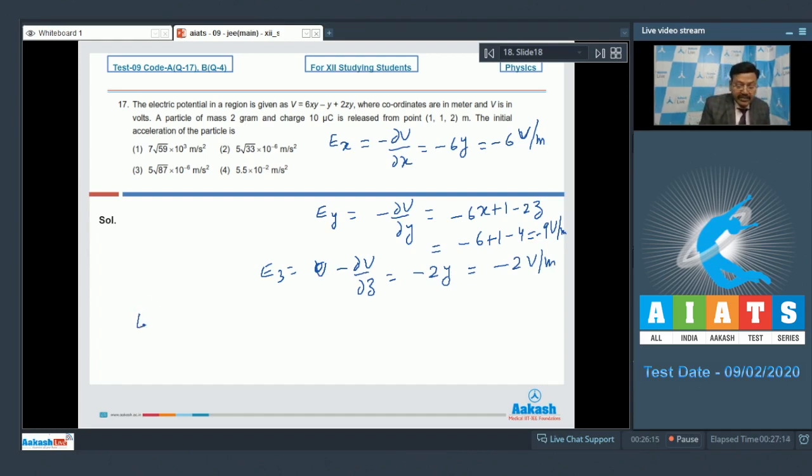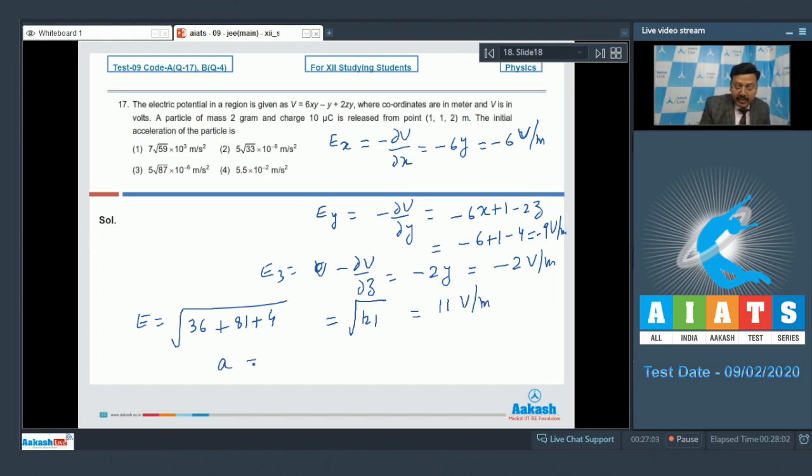So now we have all three components of electric field. The magnitude of the net electric field we know is under root of Ex square plus Ey square plus Ez square, and if we simply put the values, E comes out to be 6 square, which is 36, plus 9 square, which is 81, plus 2 square, which is 4, and let's add this up. This comes out to be square root of 121. So this is 11 volt per meter. This is the magnitude of net electric field.